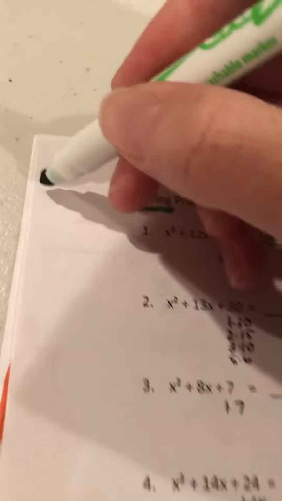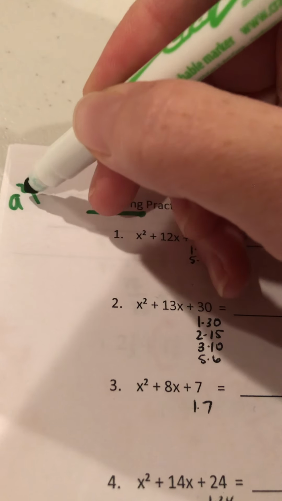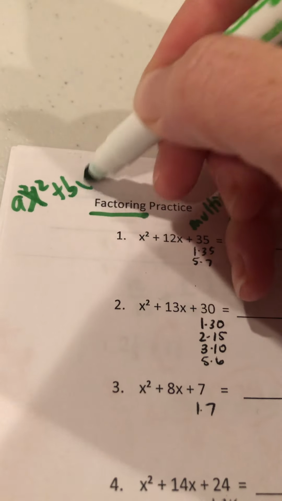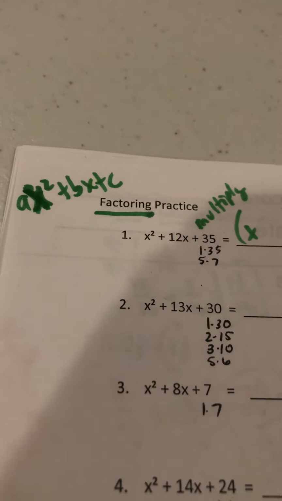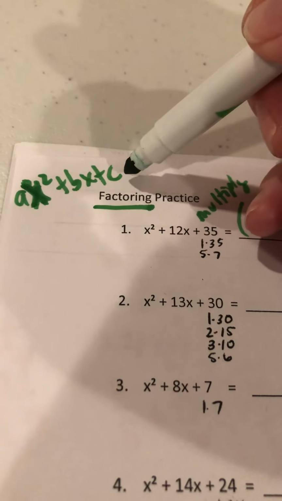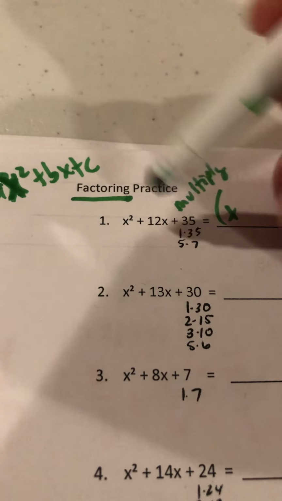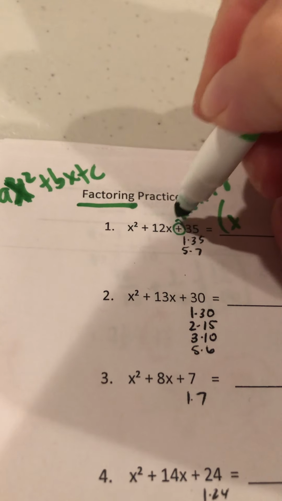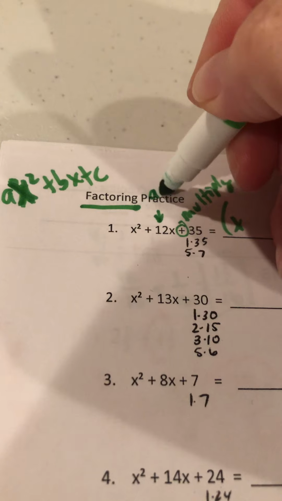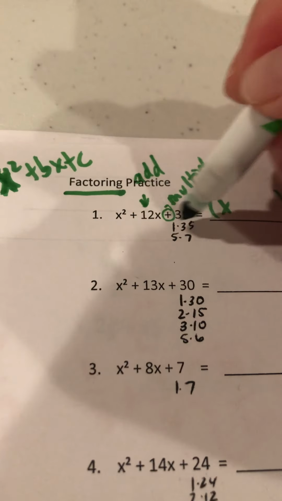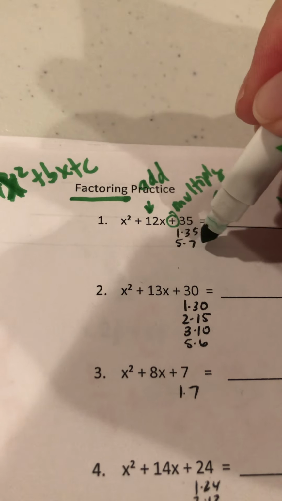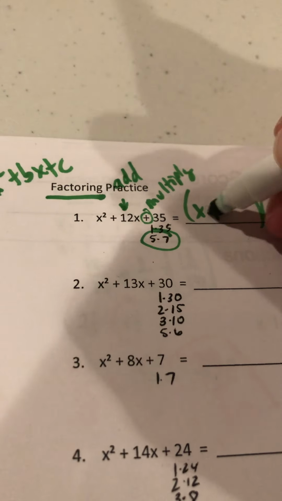Do you guys remember that? The ax squared plus bx plus c. Again, please forgive me, it's super early. That c term, we want it to multiply, and then because these are same signs, it's going to add up to 12. Okay, so 1 and 35 would be 36. 5 plus 7 is 12, so we would use 5 and 7.